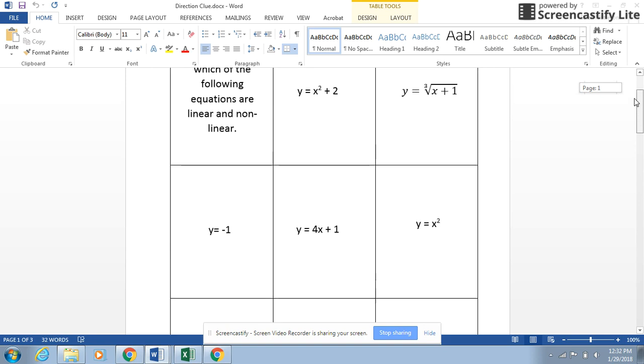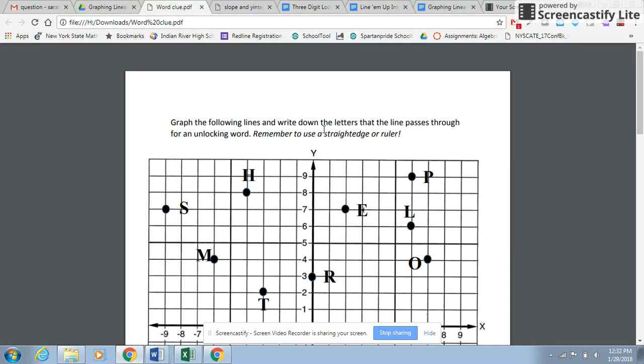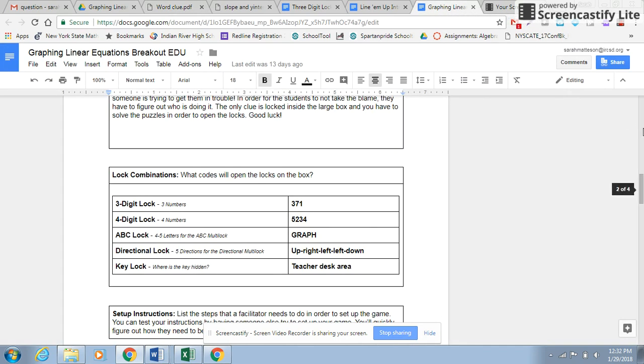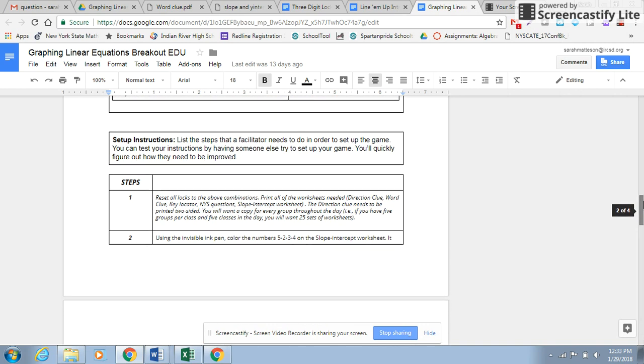So in terms of setup, when we're doing this, I would highly recommend that what you do is you have all of your things printed ahead of time. So want to print each of the student copies. If you're going to hide the locks in 5 different locations, you're going to want all 5 student copies. I also would just recommend that for every class that you have a copy for every group. For example, if you have 5 groups in each class and you have 5 classes in the day, you're going to want 25 sets of worksheets already preset and put in either an envelope or a folder.